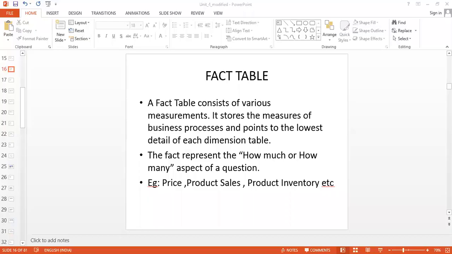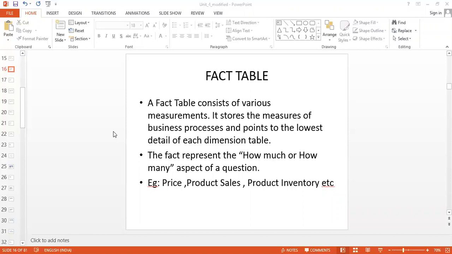Let us have a look at the next topic, that is a fact table. A fact table consists of various measurements. It stores the measures of business processes and points to the lowest detail of each dimension table. So, in simple terms, it means that a fact table consists of metrics, measurements, facts or quantities that describe the business process.